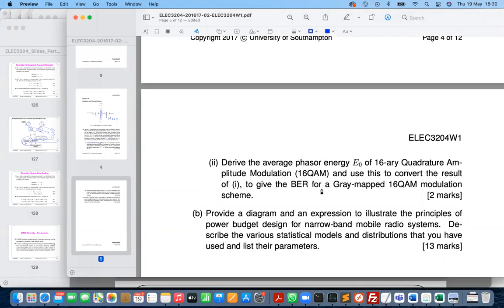And now you have a constellation which has a real part and an imaginary part. You need to give the BER for the whole thing. So the real part and imaginary part are symmetric. So the BER derivation is the same.